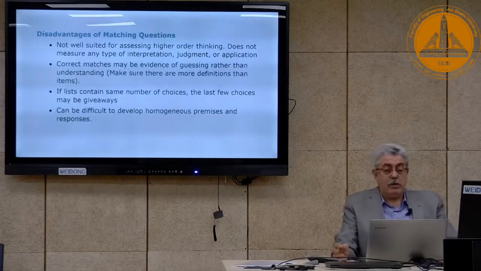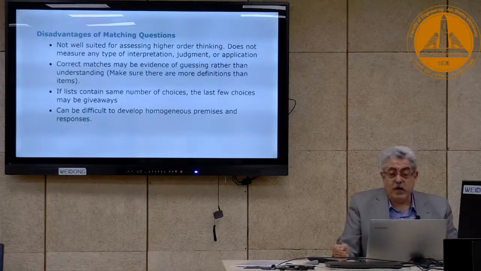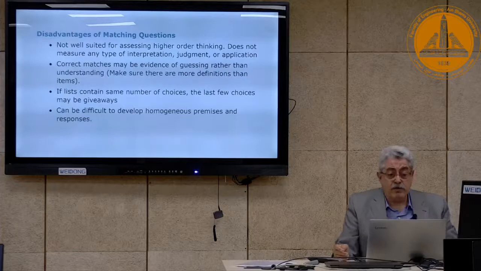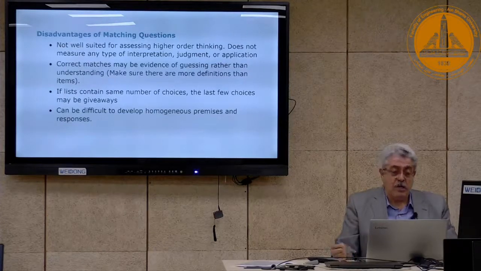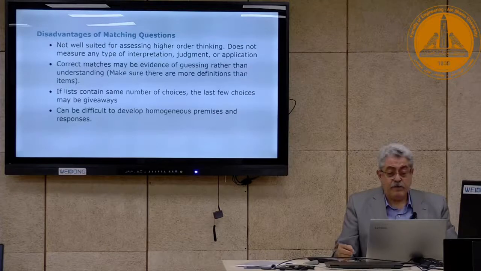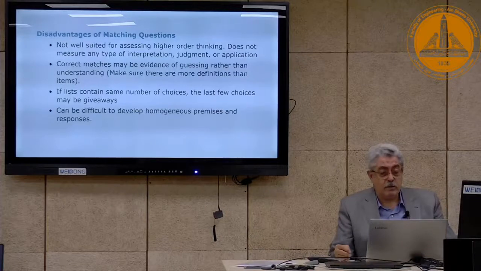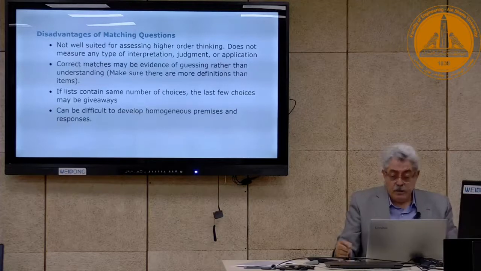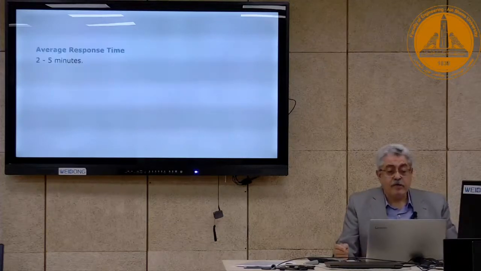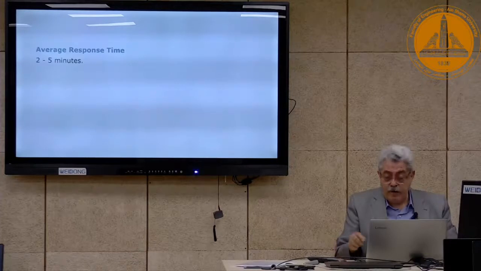Disadvantages of matching questions: not well suited for assessing higher order thinking, doesn't measure any type of interpretation, judgment, or application. Correct matches may be evidence of guessing rather than understanding. Therefore, we make sure there are more definitions than items. If lists contain the same number of choices, the last few choices may be giveaways. It can be difficult to develop homogeneous premises and responses. The average response time is from 2 to 5 minutes.